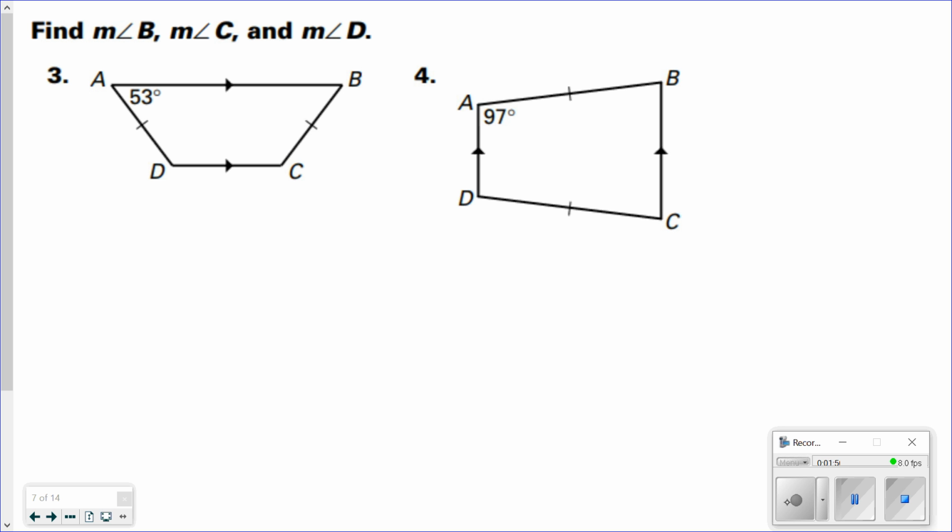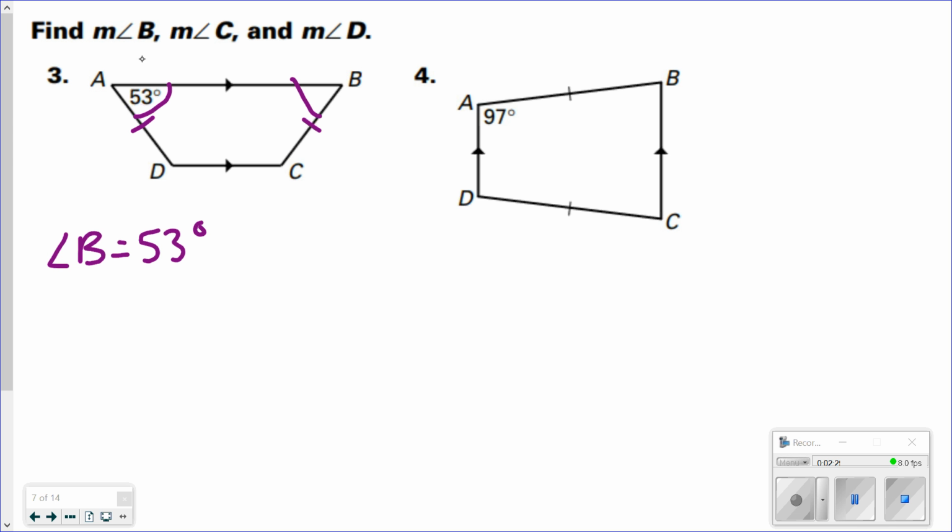Find the measure of angle B, the measure of angle C, and the measure of angle D for both these problems. Let's look at number 3. We see that we have an isosceles trapezoid because of those tick marks. So if angle A is 53 degrees, what would be the measure of the other base angle? Well, it would also be 53 degrees because they are congruent. So angle B is equal to 53 degrees.